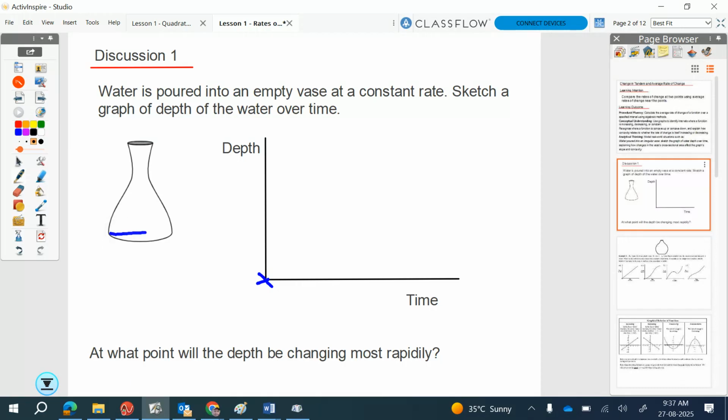So if we look at the diameter of this vase here, it's going to change. To begin with, the diameter is at its greatest, so the depth is going to change slowest. The depth is going to change fastest at this point here, where the vase is narrow. It's going to be going up more and more quickly. So this one is going to come up slowly to begin with, and then it's going to go up faster and faster. It's going to slow down a little bit in the last section, and then it's going to stay constant because it's full. No matter how much more water you add to it, it's going to continue at this rate.